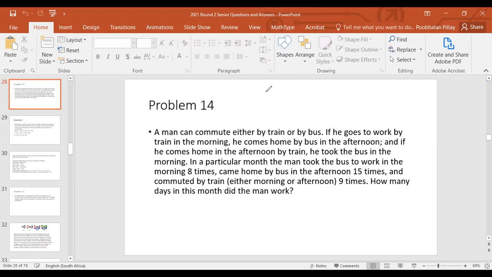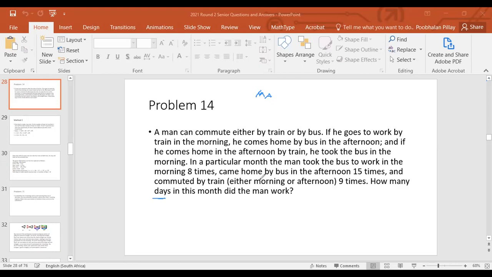If you talk about morning and afternoon. In the morning, he takes the bus or the train. In the afternoon, he takes the bus or the train. The total number of days in the month that the man works, each day, he uses two modes of transport. So the number of modes of transport that he uses altogether is twice the number of days he travels. So there is a connection.